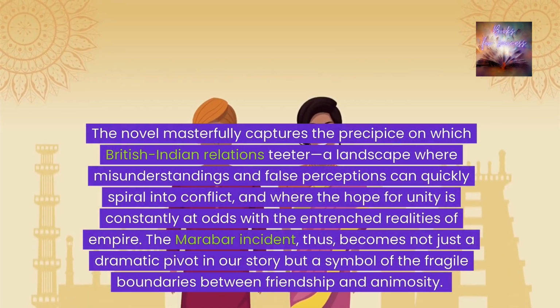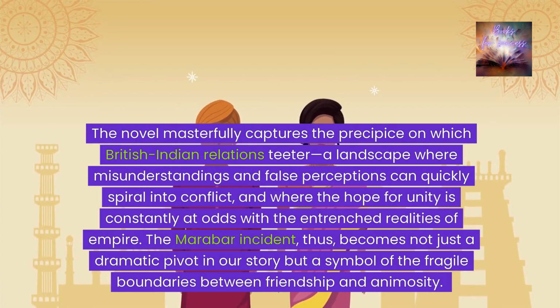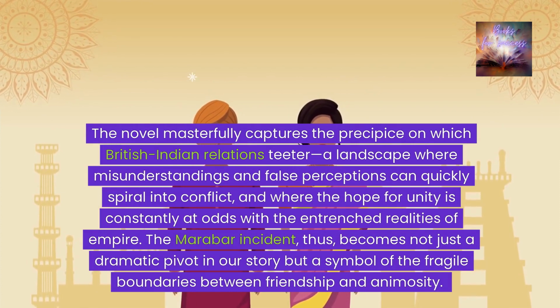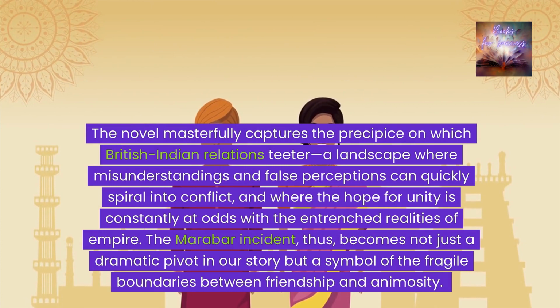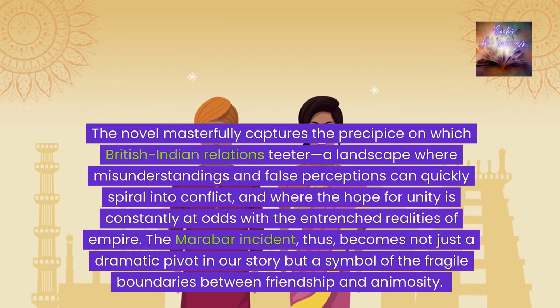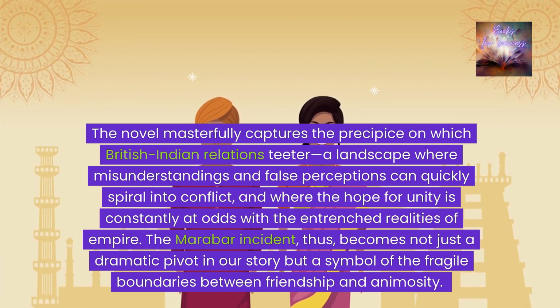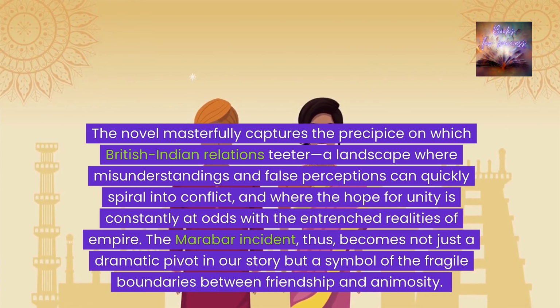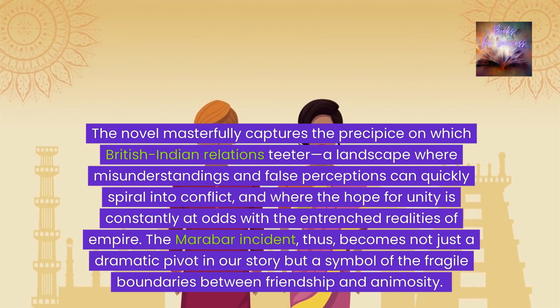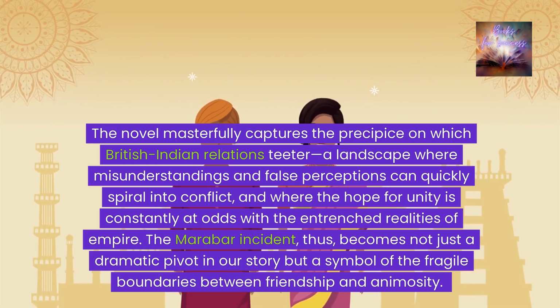The novel masterfully captures the precipice on which British-Indian relations teeter, a landscape where misunderstandings and false perceptions can quickly spiral into conflict, and where the hope for unity is constantly at odds with the entrenched realities of empire. The Marabar incident, thus, becomes not just a dramatic pivot in our story but a symbol of the fragile boundaries between friendship and animosity.